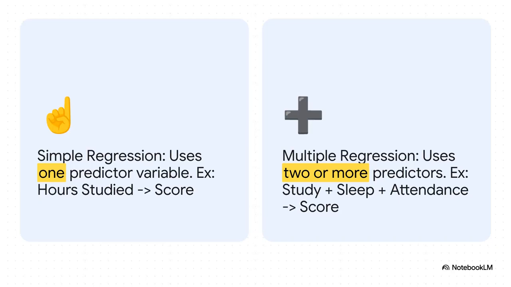Now, what we just did, using just one thing to predict another, is called simple regression. But life's usually more complicated, isn't it? What if we wanted to add in how much sleep they got or how many classes they attended? Well, that's when we use multiple regression. It just lets us build a much richer, more accurate prediction.